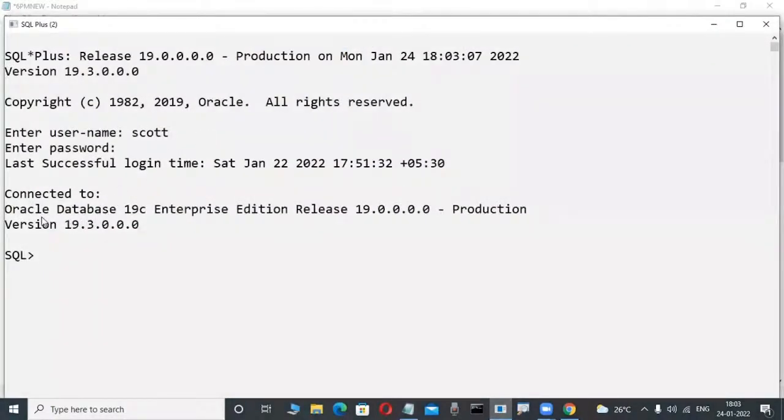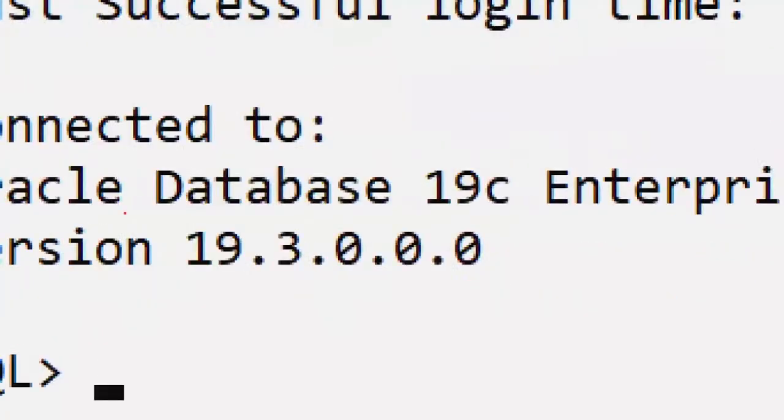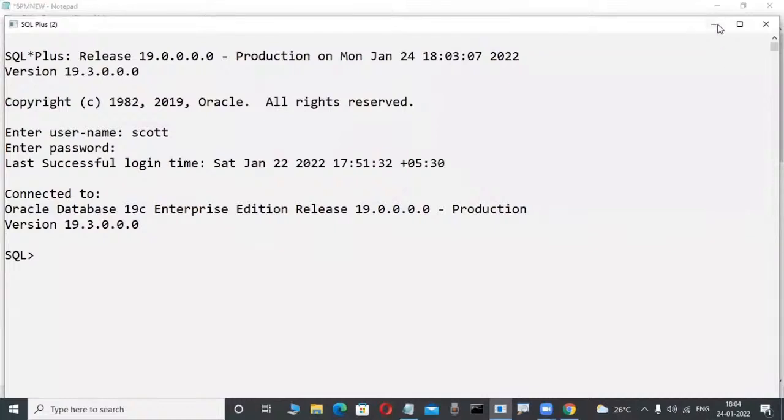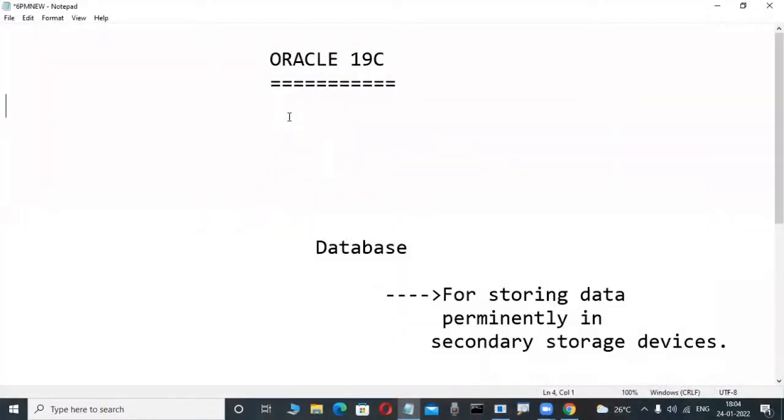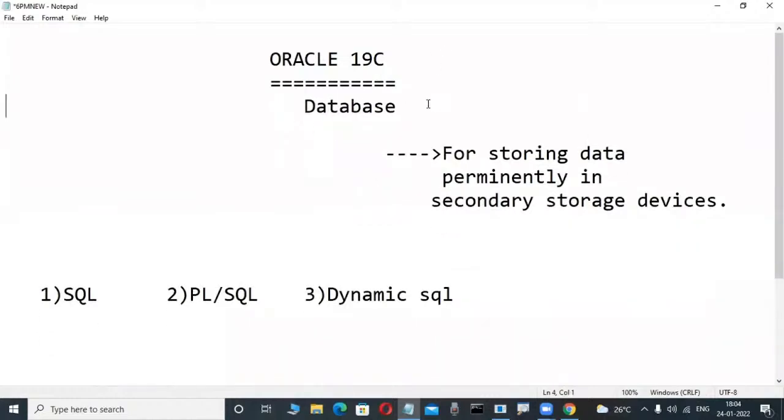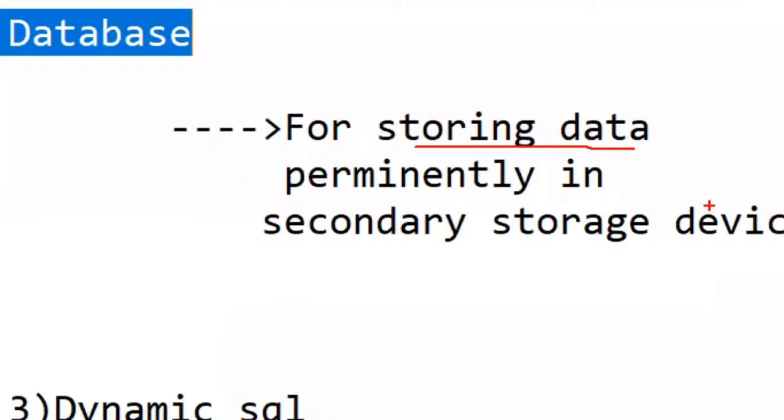Oracle is a product from Oracle Corporation. What type of product is that? Database product. What is the purpose of database products? Either Oracle, SQL Server, or DB2, so many products are there. What is the purpose of these database products? For storing data permanently in the hard disk, in secondary storage devices.